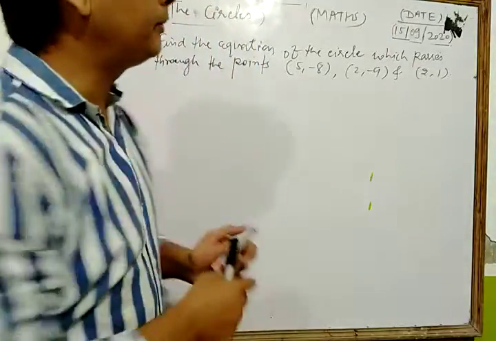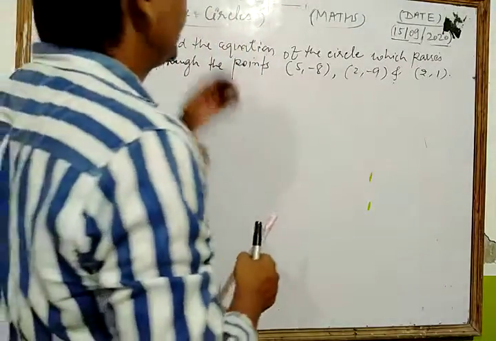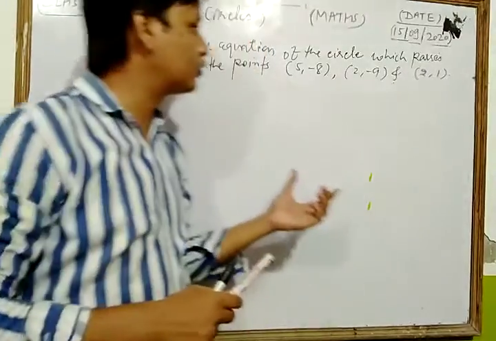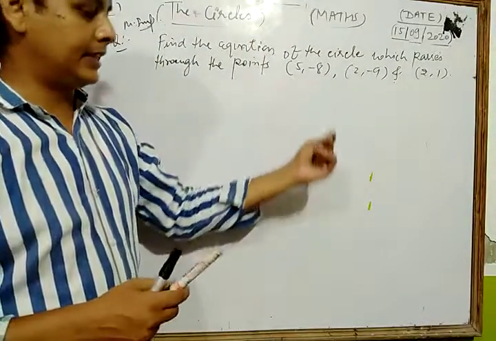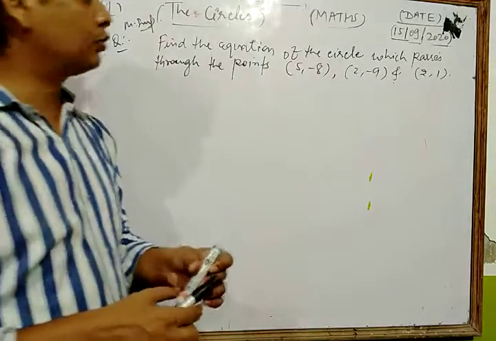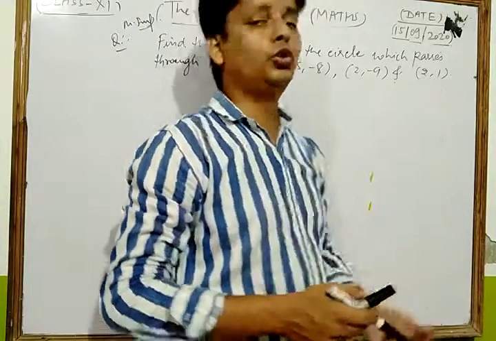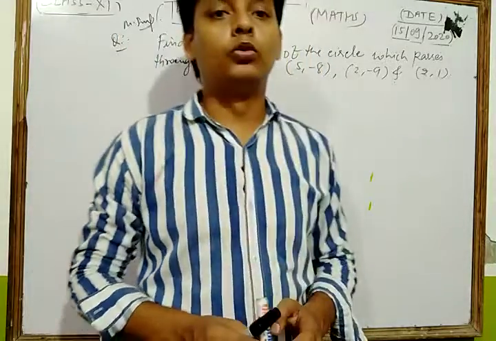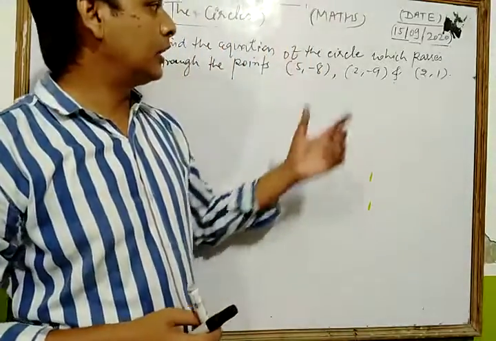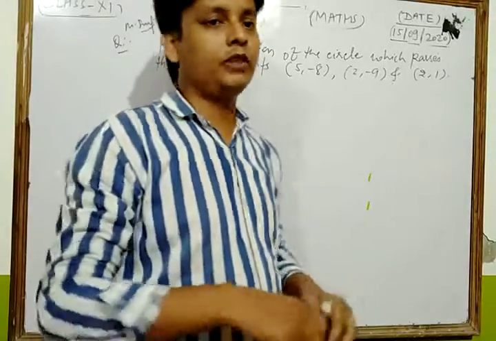Okay, let's see once more. Here your question is find the equation of the circle which passes through the points 5 comma minus 8, 2 comma minus 9 and 2 comma 1. Now please concentrate on the question. Now let's see its solution. What is the process to find that type of equation of the circle?